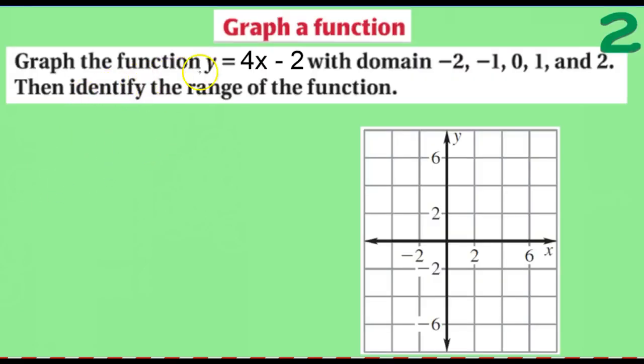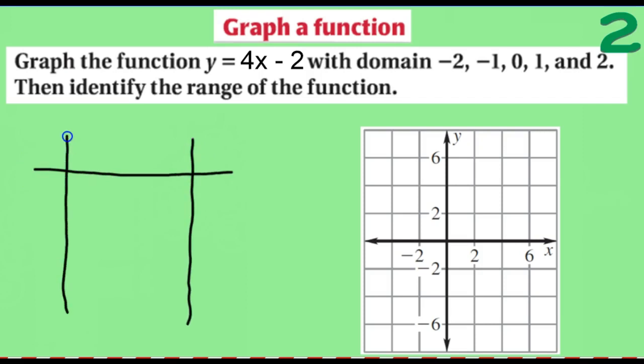Now this says graph the function y equals 4x minus 2 with the domain -2, -1, 0, 1, and 2. Then identify the range of the function. So what we have to do here is make a table. The table is going to have 3 different sections. One is going to have an x, the other one will have a y. In the middle, then, will be our equation.